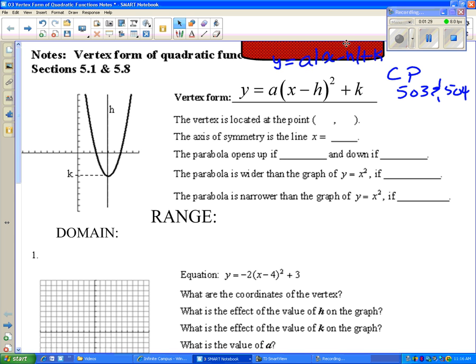Just like absolute value, I'm going to start off with my vertex h, k, where h is the opposite of what I have inside the parentheses, and k is exactly what I have outside the parentheses. Instead of an absolute value here, we have a parentheses and a quantity squared. I have my line of symmetry, which is x is equal to h.